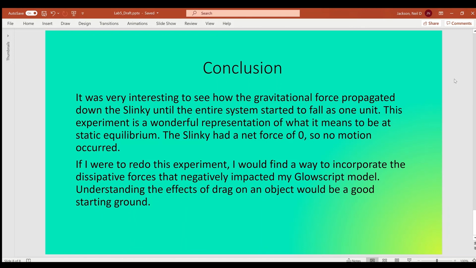To conclude, I would like to say how interesting it was to see how these external forces impacted my system. It's a great example of how static equilibrium works, and I'm happy to say that this experiment in this lab will help me in my later engineering courses. If I were to redo the experiment, I would definitely find a way to incorporate the dissipative forces that negatively impacted my model, such as drag. I think that would be a good place to start.